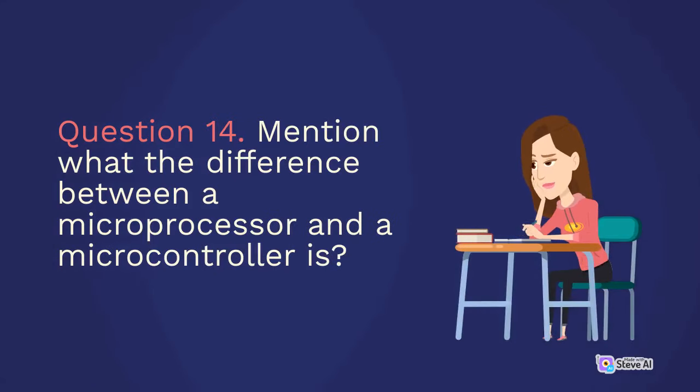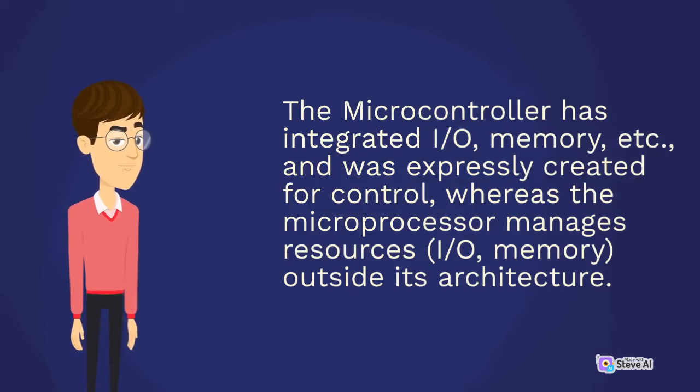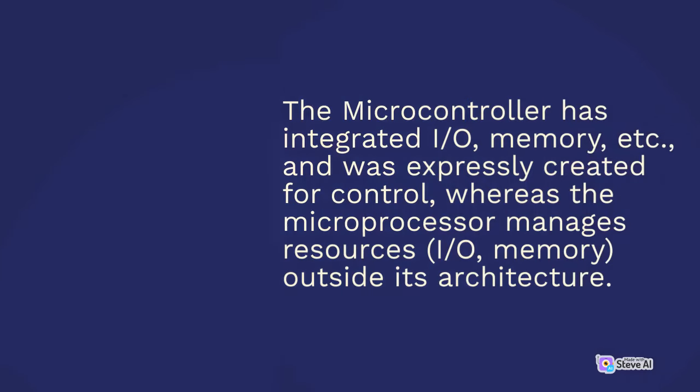Question 14. Mention what the difference between a microprocessor and a microcontroller is. The microcontroller has integrated I/O, memory, etc., and was expressly created for control, whereas the microprocessor manages resources, I/O, memory, outside its architecture.